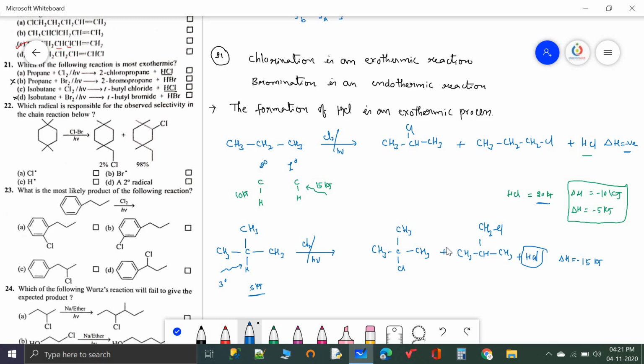So in which reaction will more energy be released? When isobutane is used. So it is very clear that the reaction which produces the more stable product, there more energy will be released. Hence option C is correct.